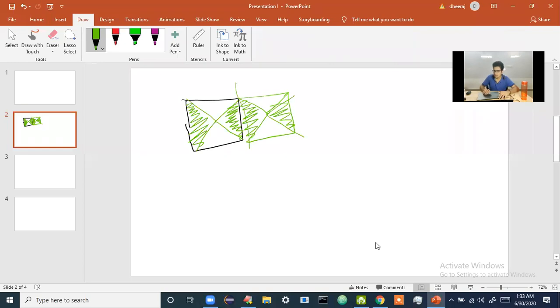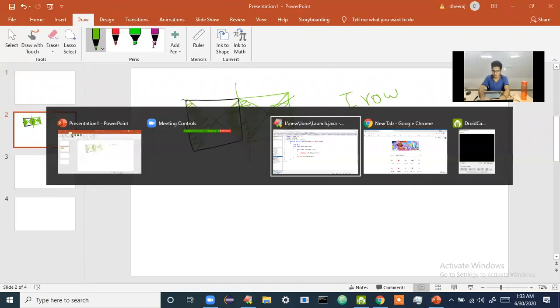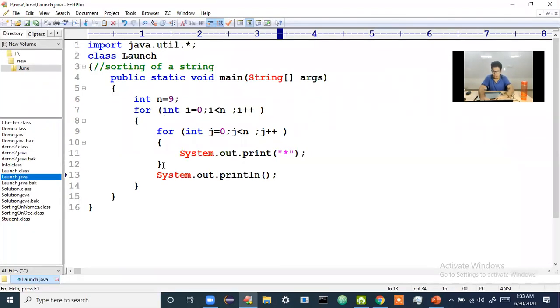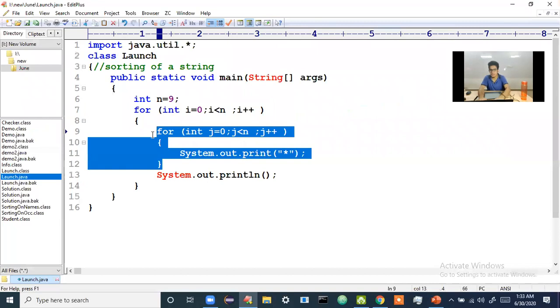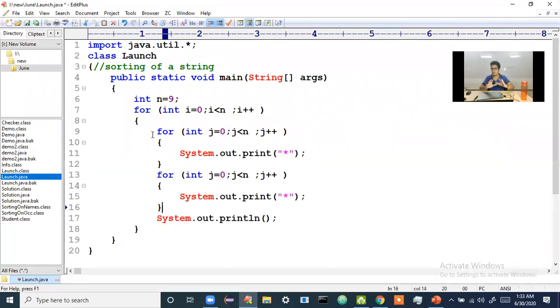You have to understand that this is one row. How many rows are there? Only one row. In that one row, we have two columns, means one I loop, two J loops. Inside one I loop, there are two J loops. So I'll go back to the code and write inside one I loop two J loops. I'll copy this and paste. This is what your program will look like.